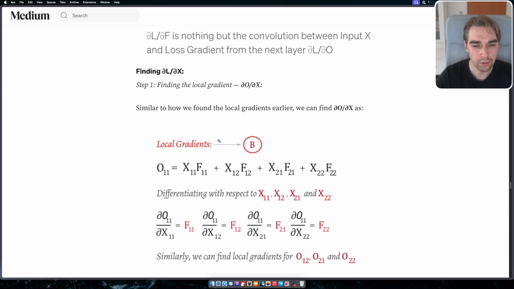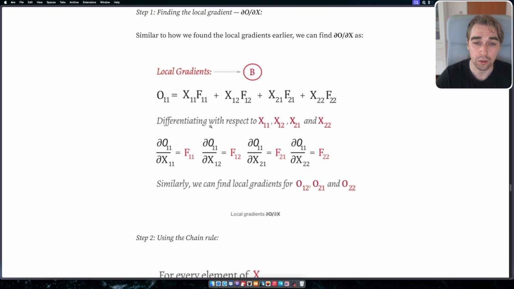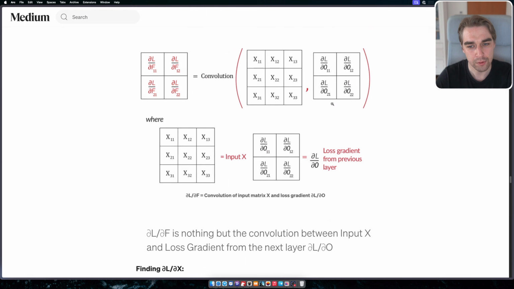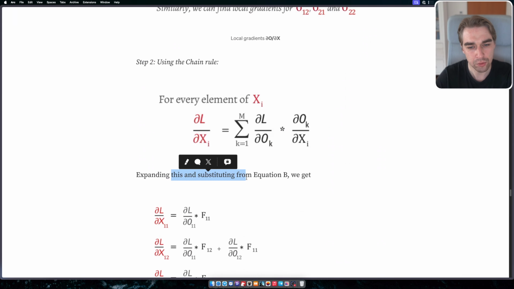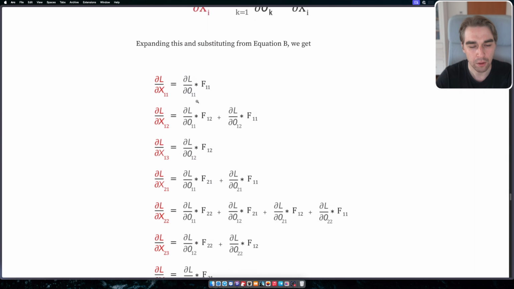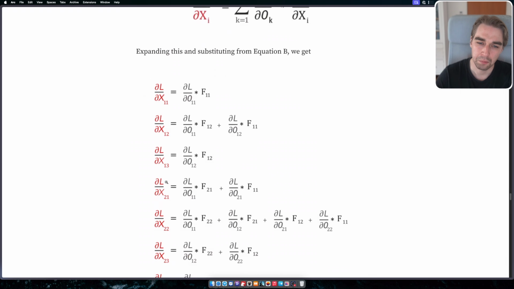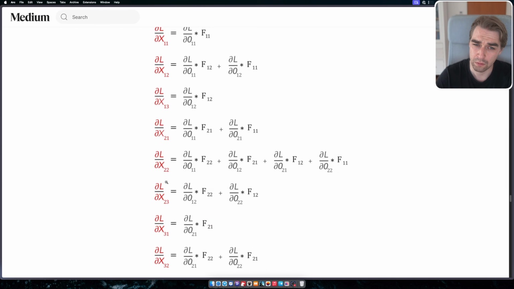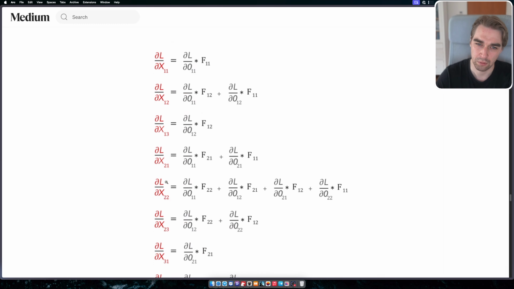Okay, we have the local gradients, differentiating with respect to x11, x2, so well, the opposite. In the previous one, we differentiated against the filter. Right now, we're differentiating against the x. Using the chain rule for every element of the x, we have something like this. Again, this is the local gradient. Expanding this and substituting from equation B, we get something that looks like the convolution again, but different. You can see the pattern.